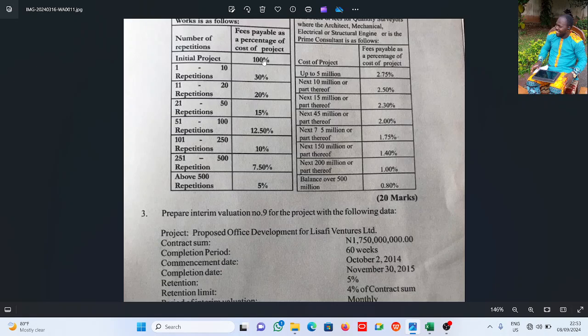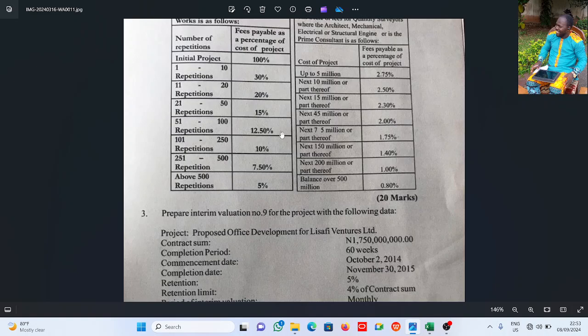Initial project, the first one. Of course, you have to build the first one before you start prototyping others. You have to build the first one before others start coming, and that is why it says the initial project. That is the first one. It is 100%. Now, the first 1 to 10 repetitions, it is 30%. Don't worry, you will see how it plays out in the scale of fee. Then the next 11 to 20, it becomes 20%. The next 21 to 50 becomes 50%. In that order, it reduces.